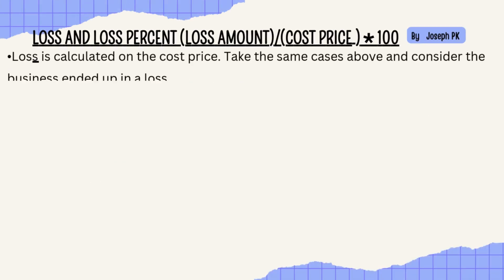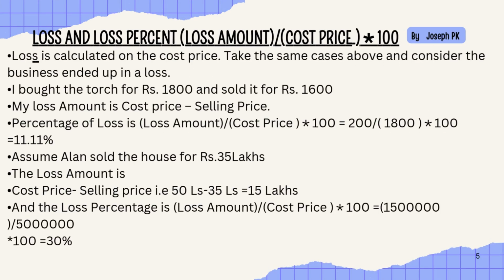Loss and loss percent. Loss percent is loss amount divided by cost price into 100. Loss is calculated on the cost price. Take the same cases above and consider the business ended up in a loss. I bought the torch for rupees 1800 and sold it for rupees 1600. My loss amount is cost price minus selling price.